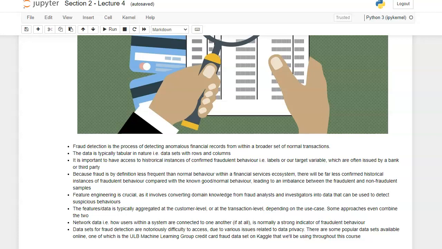And data sets for fraud detection are notoriously difficult to access due to various issues related to data privacy, companies not wanting to give their trade secrets away, or simply, enough of it hasn't been published within the public domain. Luckily, there are some popular data sets that are available online, one of them being the ULB Machine Learning Group credit card fraud data set that has been published on Kaggle and that we will be using throughout this course.